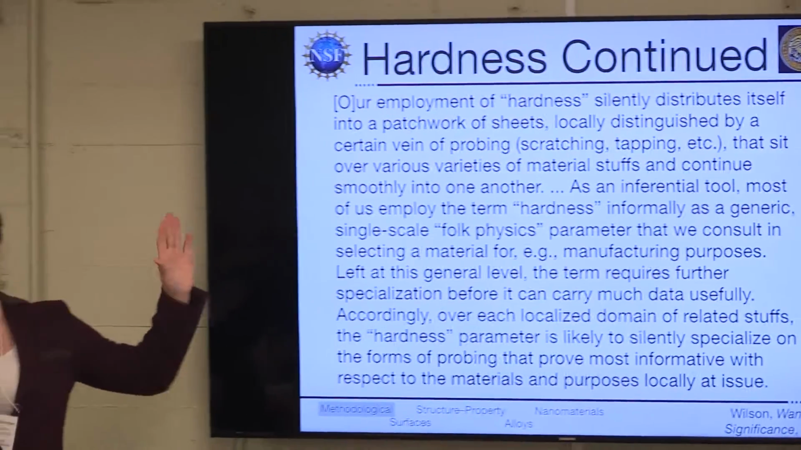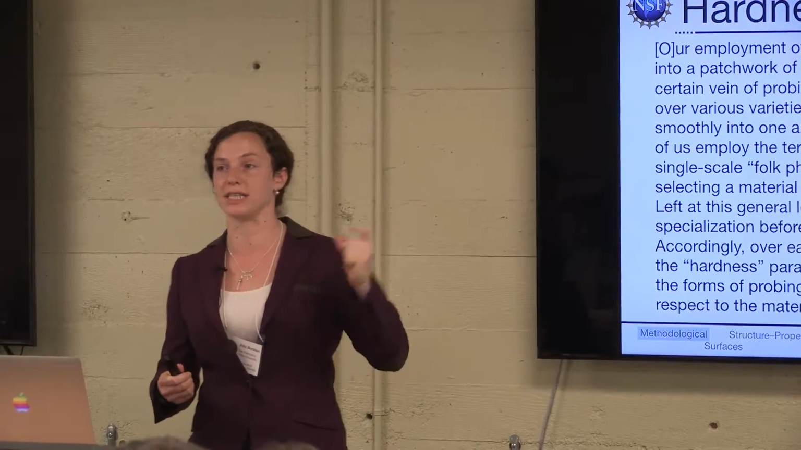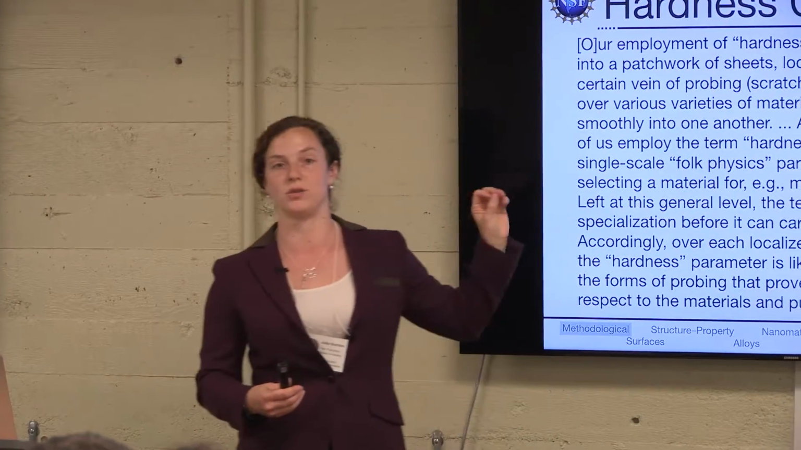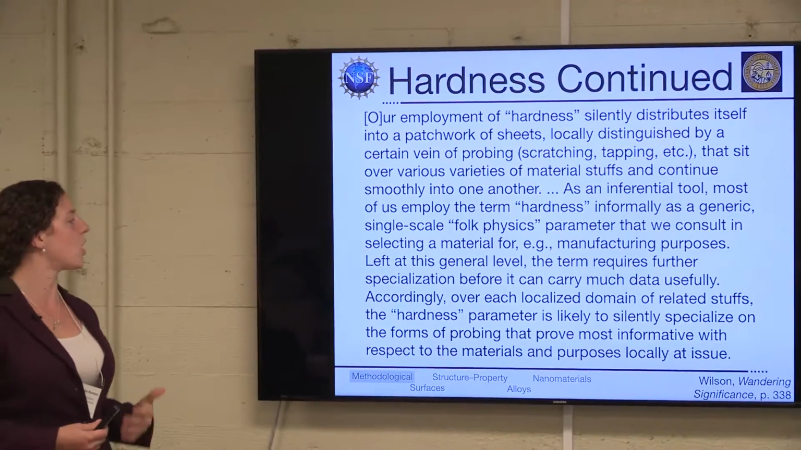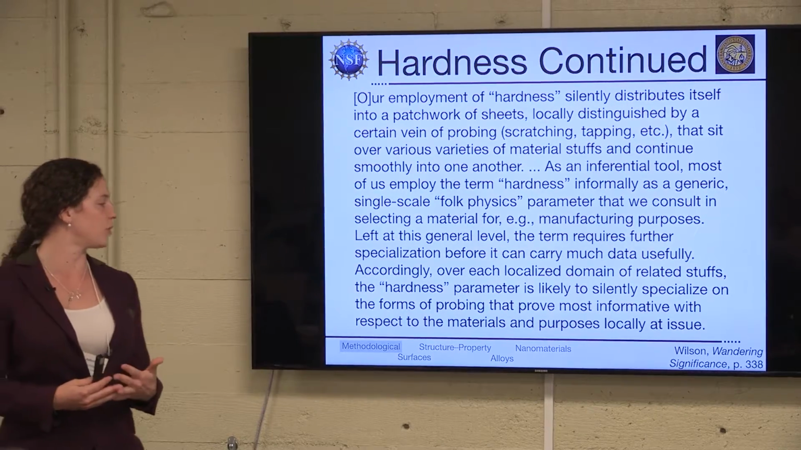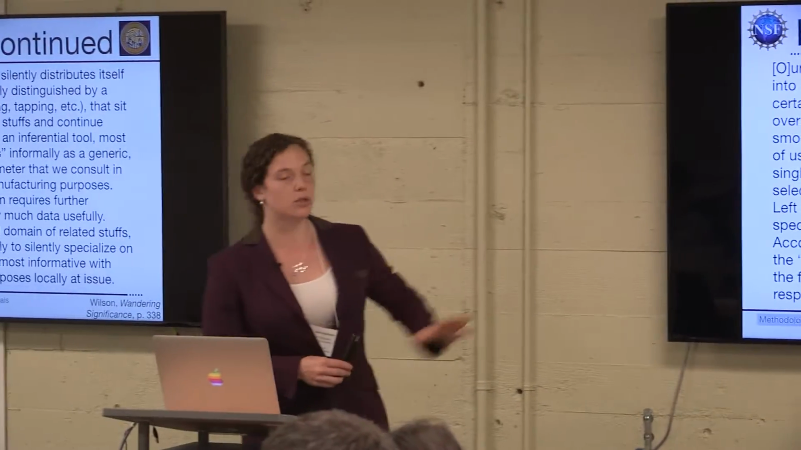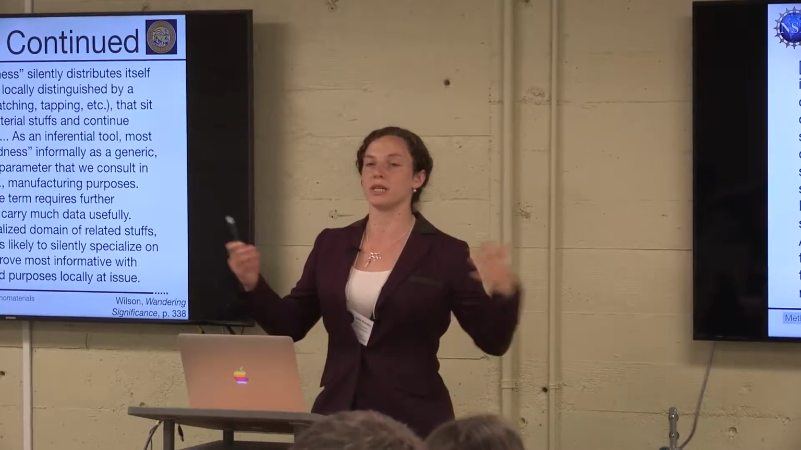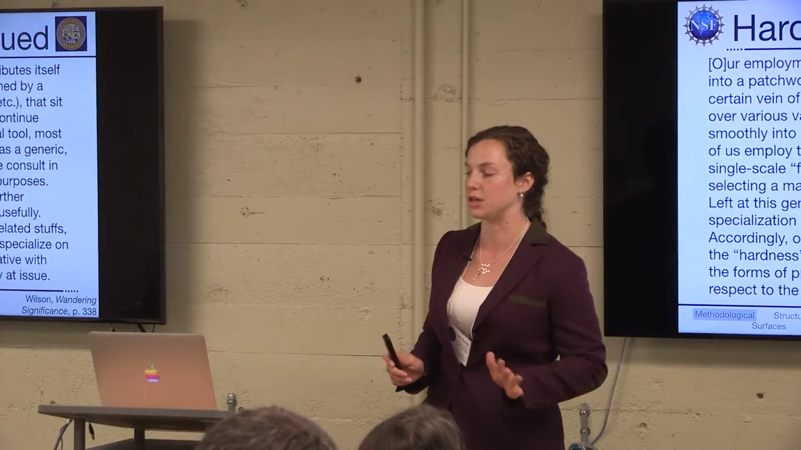So notice we're getting the story of the relationship between the scientific practice, the tapping, the scratching, the testing, the sorting, the classifying, and then the using of the term that picks out that associated property. Accordingly, he says, "Over each localized domain of related stuffs, the hardness parameter is likely to silently specialize on the forms of probing that prove most informative with respect to the materials and purposes locally at issue." So you don't have to agree with this. You just have to notice that he's saying go to the theory. The theory is going to constrain the ways that we think about how to solve the problem of classifying and understanding this material property.